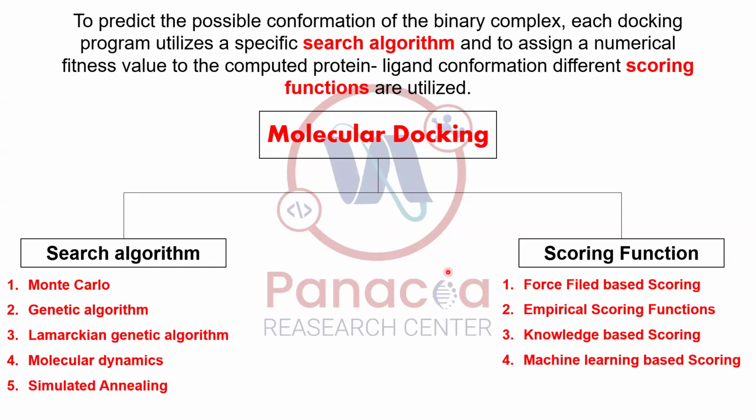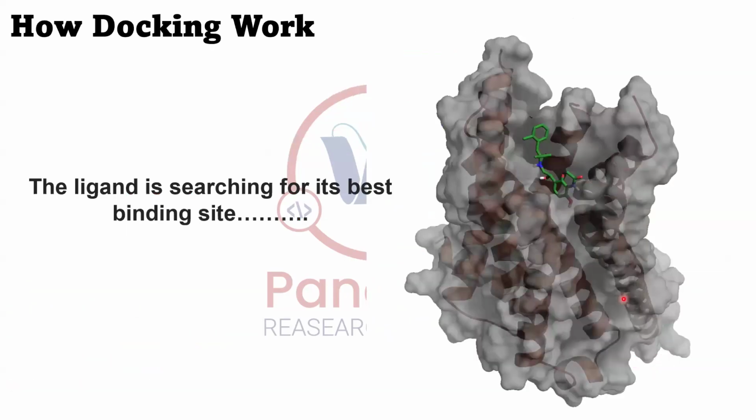In case of scoring functions, like how we calculate the binding affinity score, we can use force field based scoring, empirical scoring function, knowledge based scoring, and machine learning based scoring function. So let's understand the search algorithm here by understanding this.